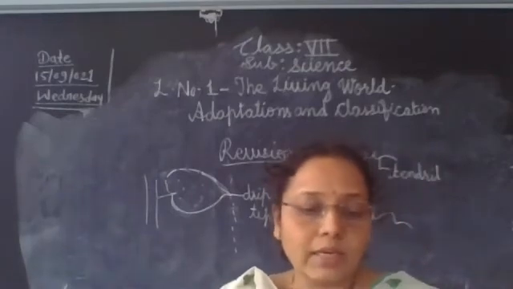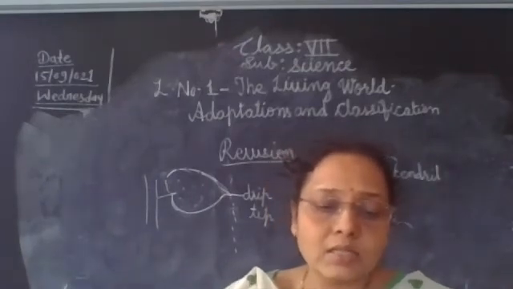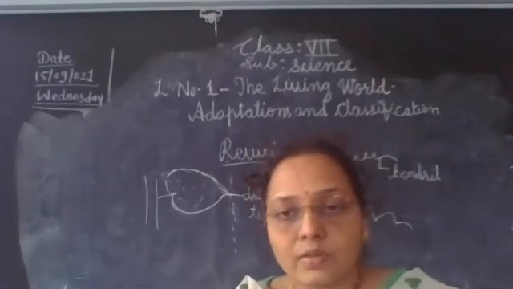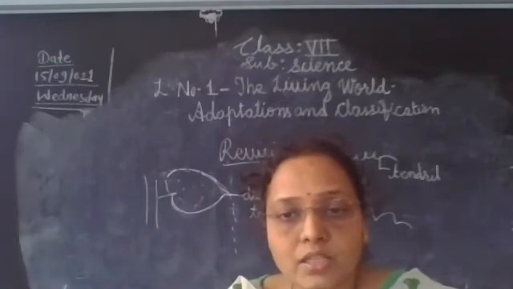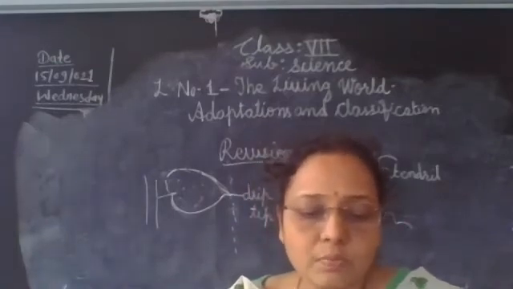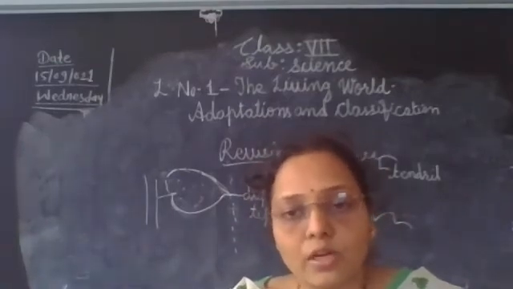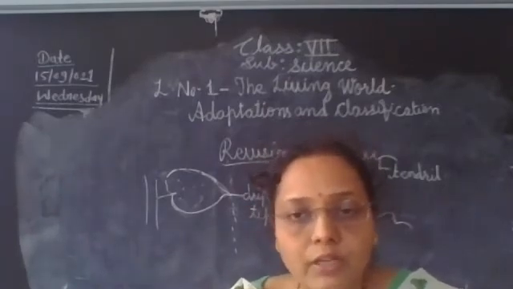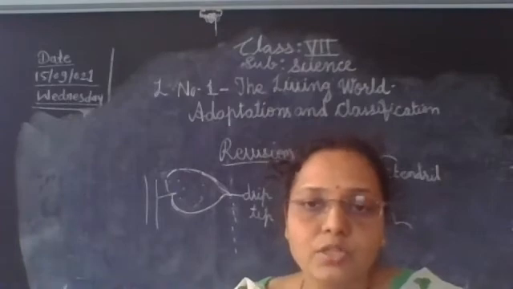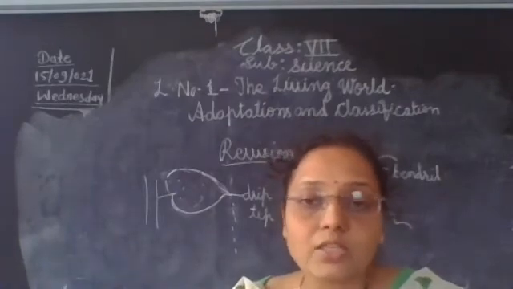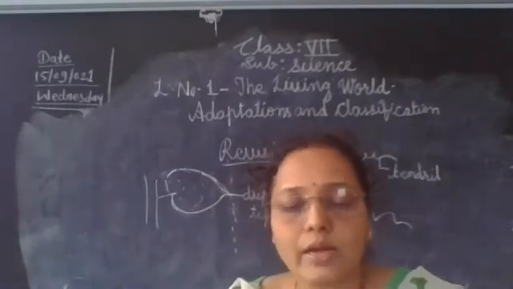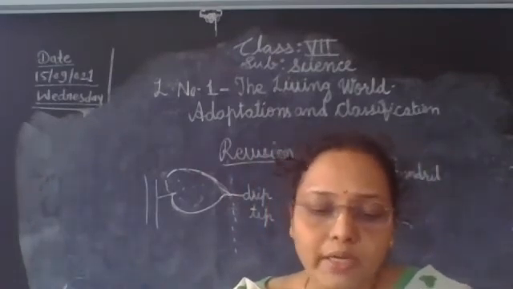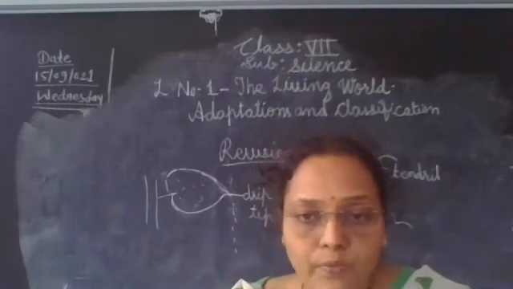Okay, then likewise some plants are insectivorous plants. Some plants catch insects. These plants need nitrogen for their nitrogen requirement. To fulfill the requirement of nitrogen, some plants catch insects. Nitrogen, phosphorus and potassium are needed for their growth.